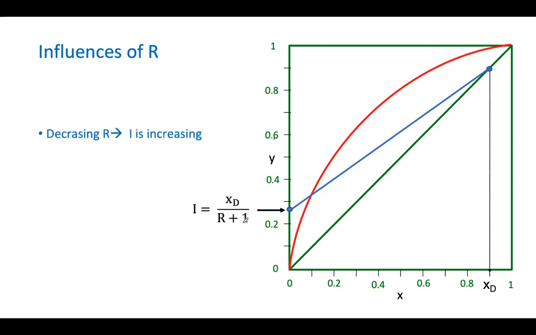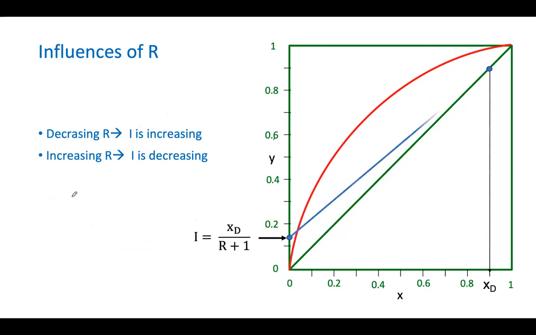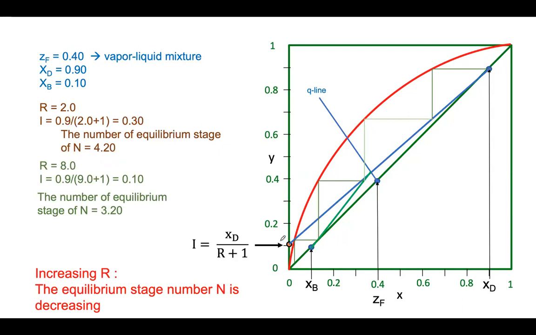Okay, then let's continue. Here the influence of R: if R is decreasing, I is increasing. If R is increasing, I is decreasing. So if we decrease the reflux ratio, it just goes down there, while if we increase R, I is also decreasing. So it really depends. Let's check another one. Let's have a look.